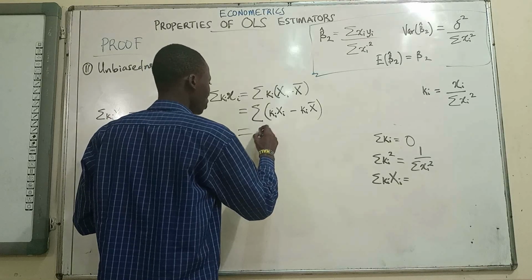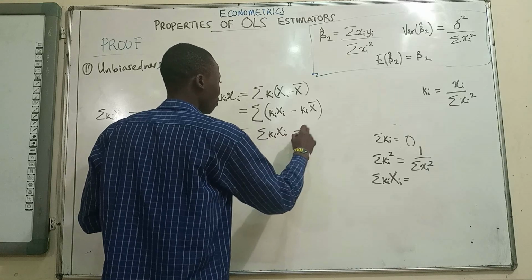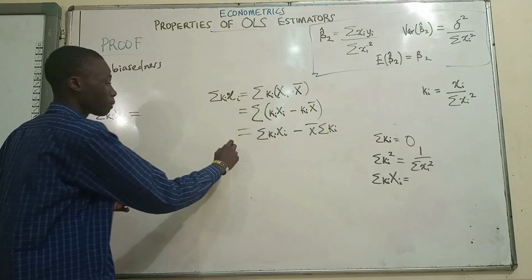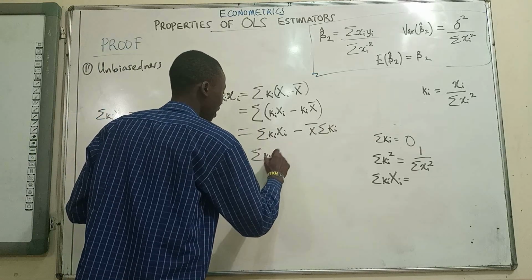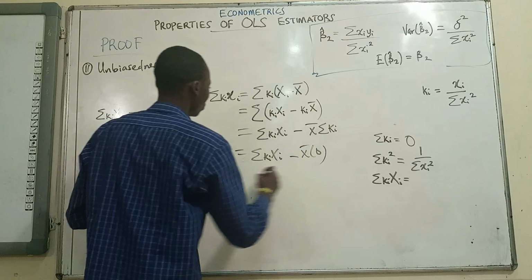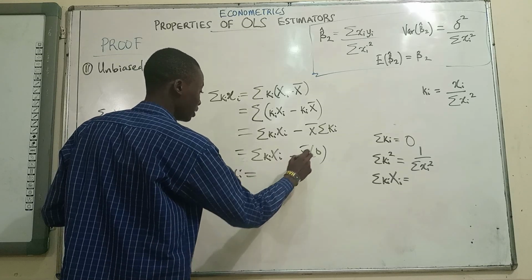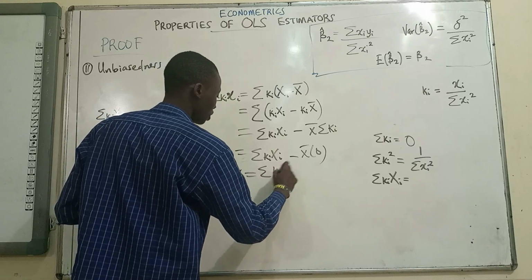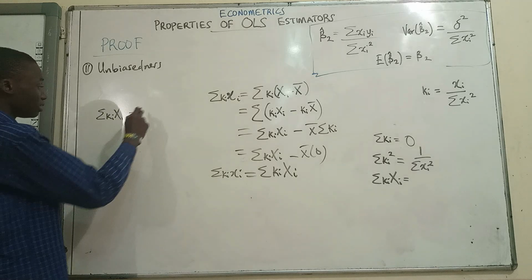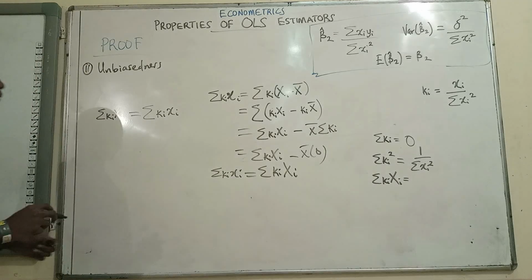And if we walk through this, we'll have summation ki Xi minus x bar summation ki. Okay, so this will be summation ki Xi minus x bar times summation ki, which is 0. So that means our summation ki xi is actually the same thing as summation ki big Xi. So what we are trying to solve here, the big one, is exactly the same thing as summation ki xi.